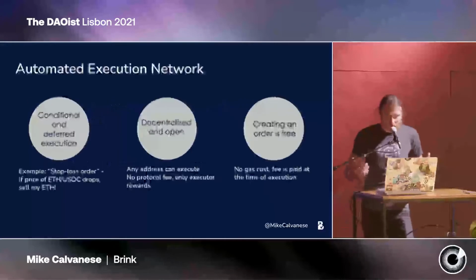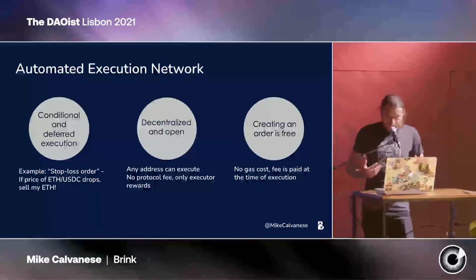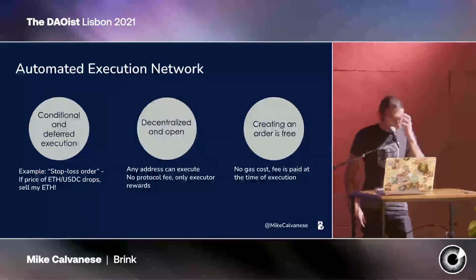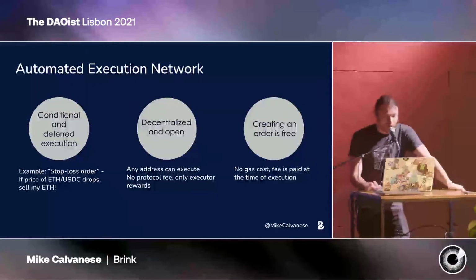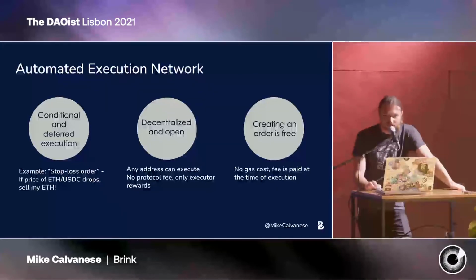So what we're building as a solution to this at Brink is what we're calling an automated execution network. And this is a pretty new concept. There are a few other teams working on this. We're actually doing a panel later today with some of the teams that are building similar solutions to this problem. But what an automated execution network basically allows you to do is conditionally deferred execution of transactions.